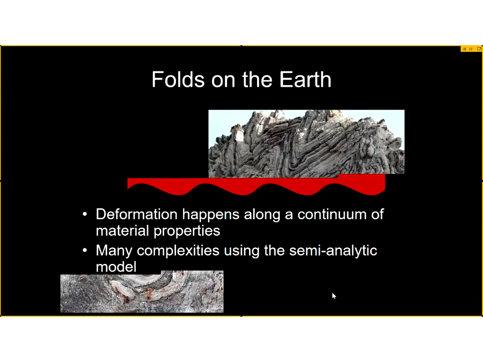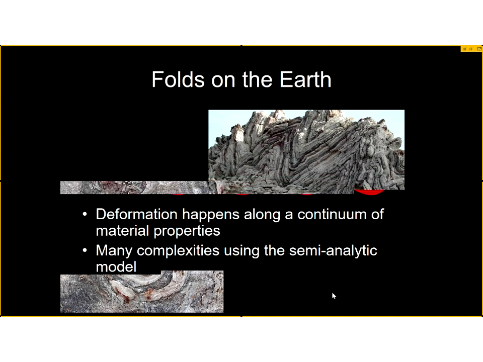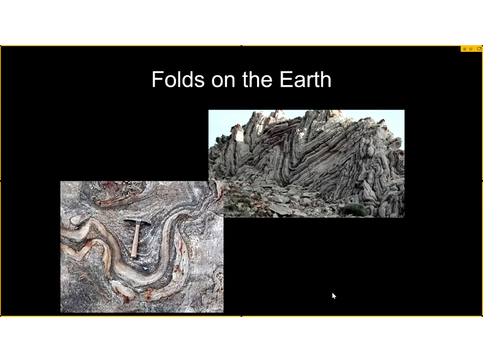Just to give you some examples of what these folds look like on the Earth, we see all of these layers were almost certainly straight when they formed. They were deposited horizontally, and then there was some sort of compressional stress, and these were warm and weak, and it allowed them to shorten through some sort of folding process.